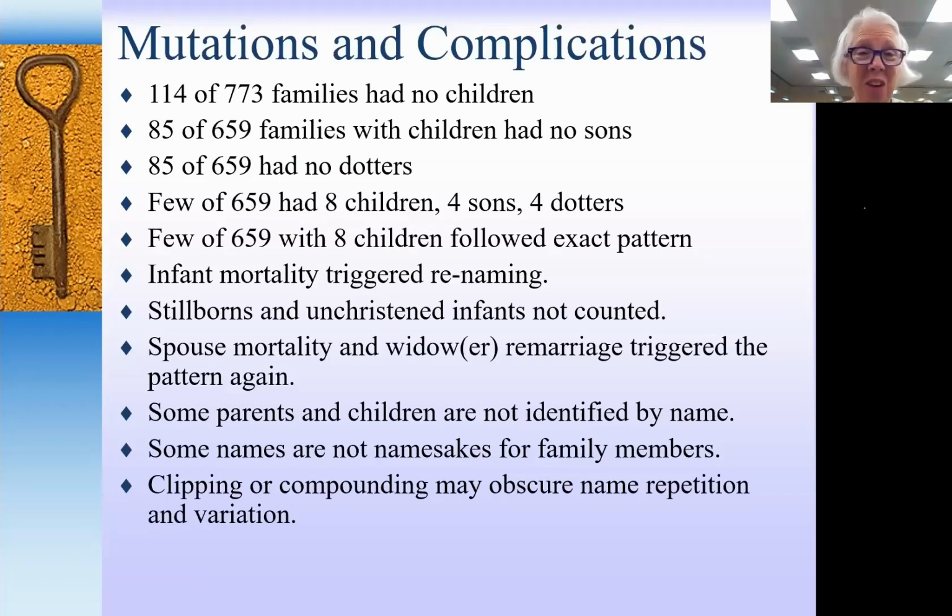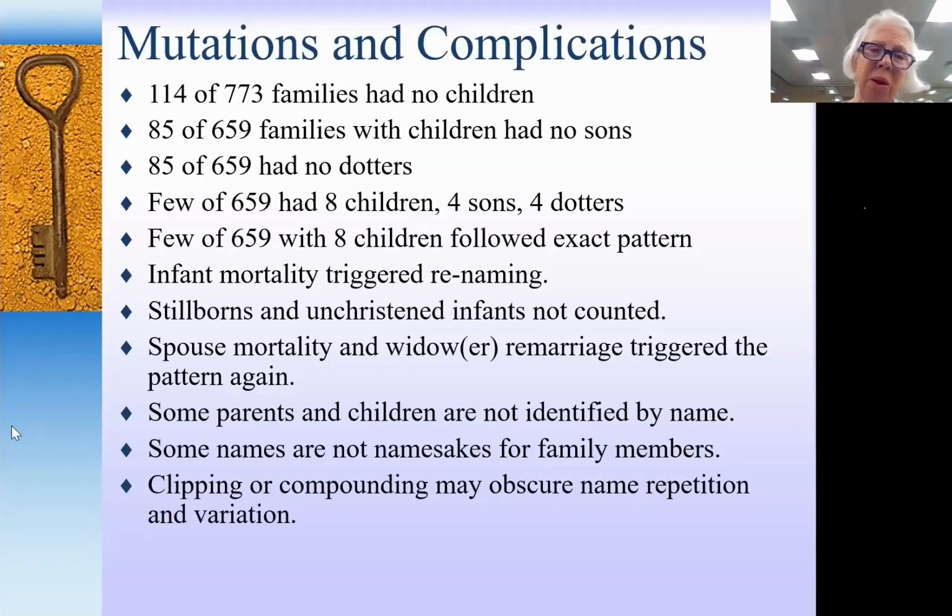Okay, there were other factors. For example, infant mortality triggered renaming, as you saw. And then stillborns and unchristian infants weren't counted in the birth order. So even though a child was born, if it didn't get baptized, then the naming pattern went to the next born child, son or daughter. And then spouse mortality and widowers' or widows' remarriage triggered the pattern again, because now you have a new spouse's parents to name children after.